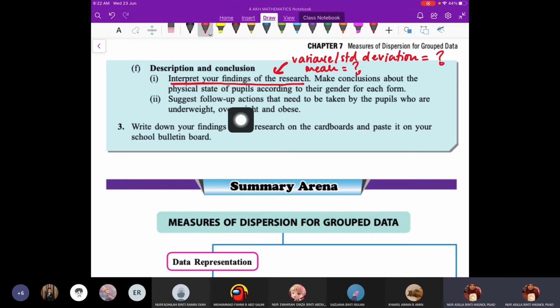So jadi you suggest follow up actions that need to be taken by the people who are underweight, overweight and obese. Sebab you will know these values. Okay. So you boleh cakap lah pasal bersukan for overweight and obese. Pasal jaga pemakanan. Okay. Underweight pula, what type of food you suggest. Tapi ni bukan main sesuka hati suggest. You must know your sources.